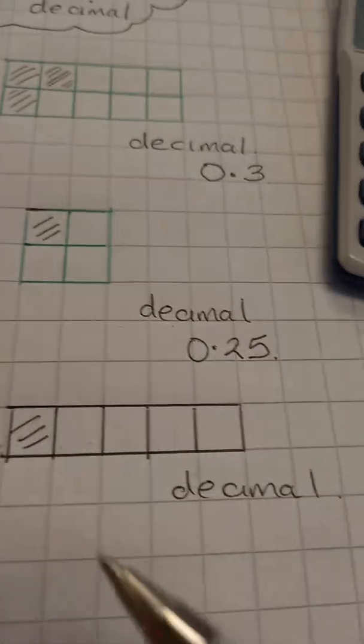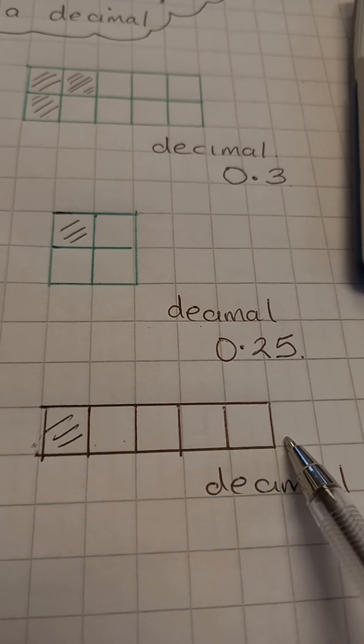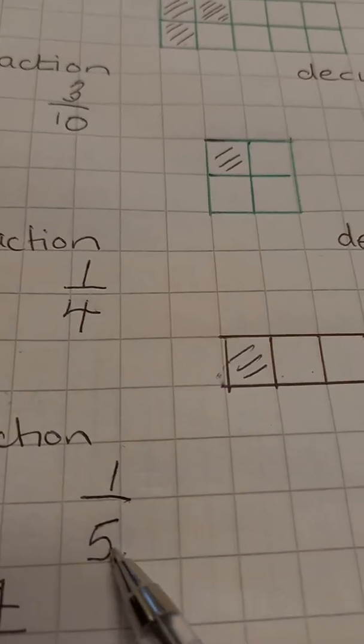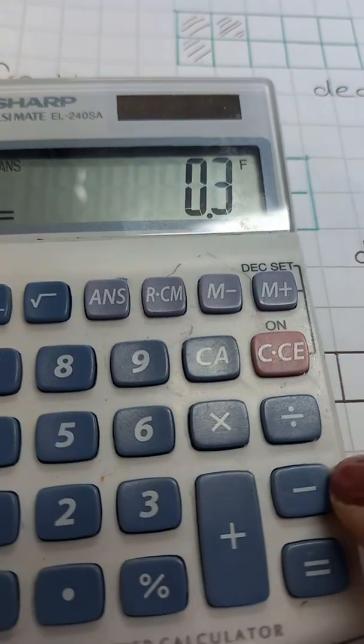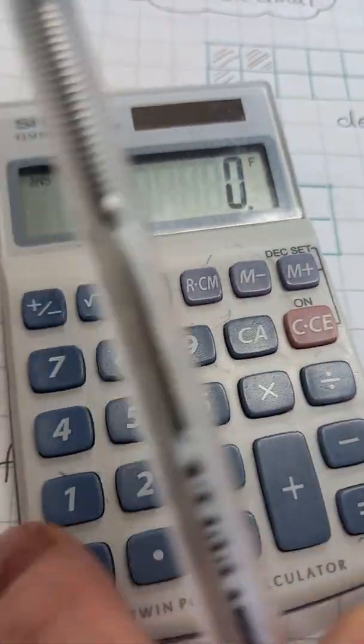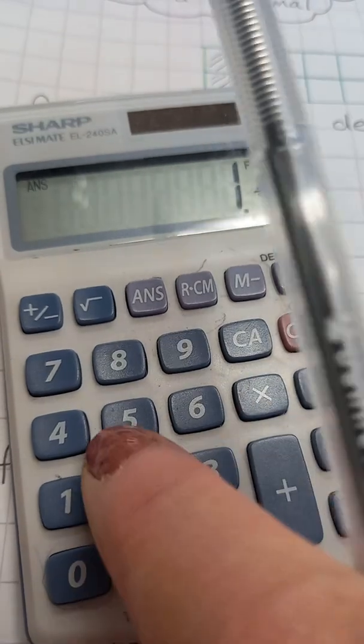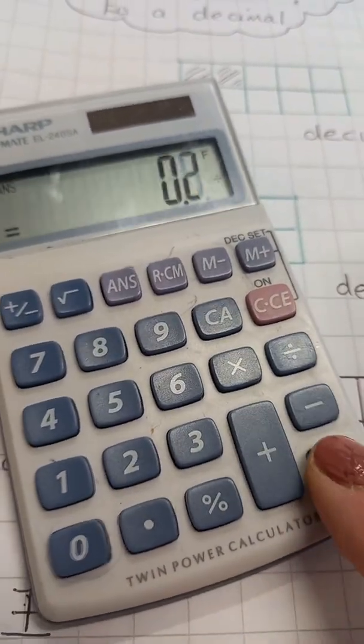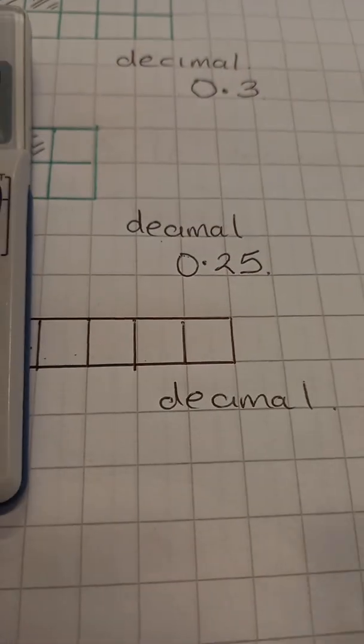Let's look at another example. We have this diagram, which is 1 coloured out of 5. So the fraction is 1 over 5. On your calculator, 1 divided by 5 is 0.2. Okay.